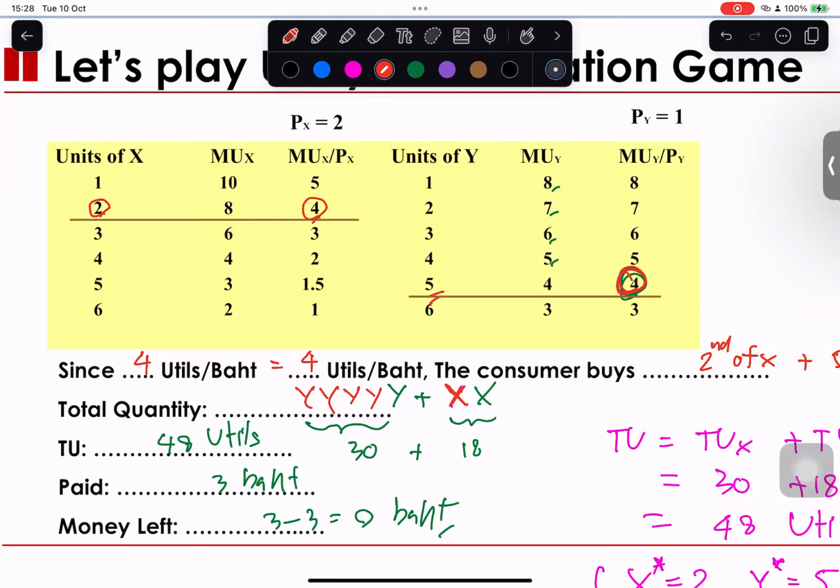The rule said to check whether the basket generates the maximum of utility, we have to make sure that once money is spent up like this, MU over P among the two goods must be equal. And this is the case. 4 equal to 4. Yeah, once money is spent up, now spent up with 2x and 5y, MU over P of good x equal to MU over P from good y. Bang.